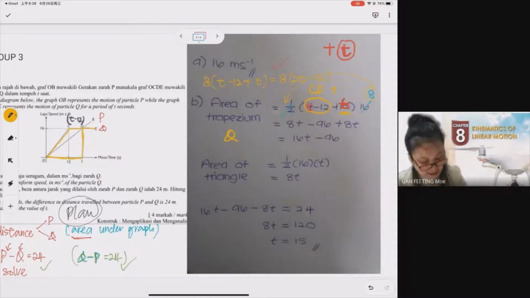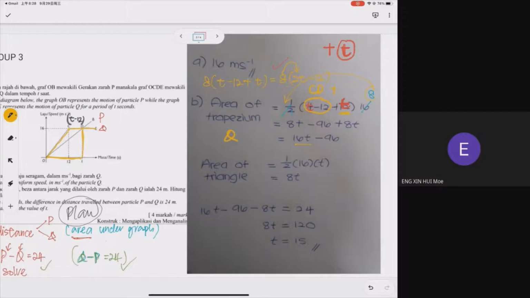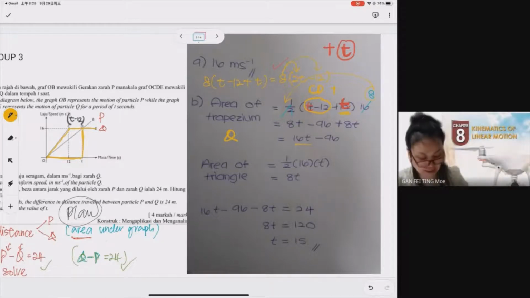So when we have 2T minus 12, what do you do after this? Okay, you expand. You expand, you get 16T, right? Then 8 times negative 12, you get negative 96. Your working is correct, but your writing is wrong. Okay, please pay attention. This is what I meant. You need to do your writing.